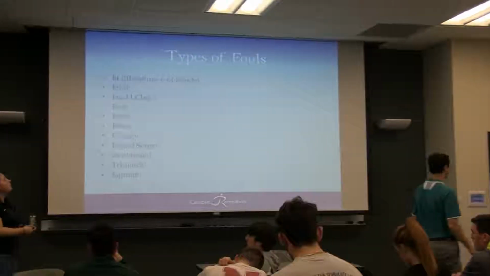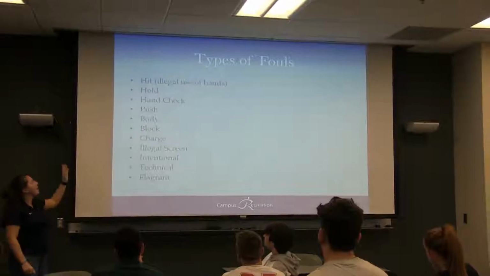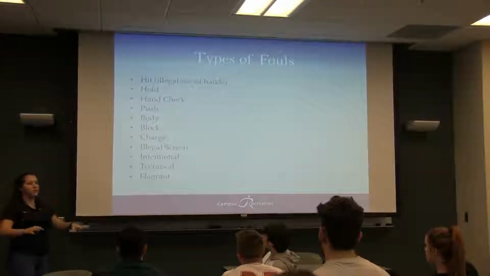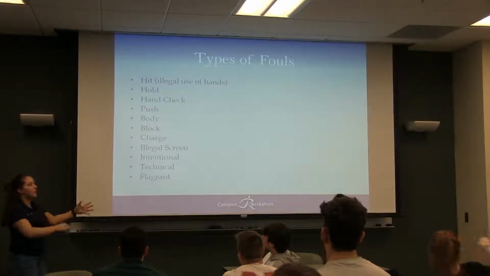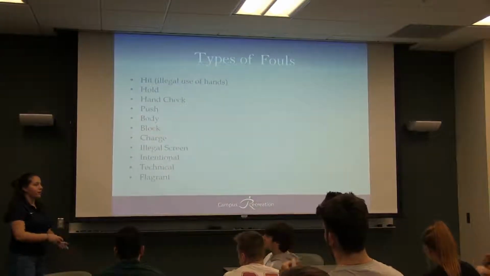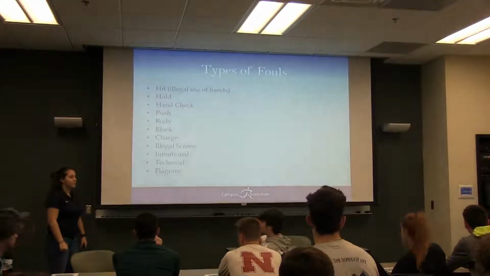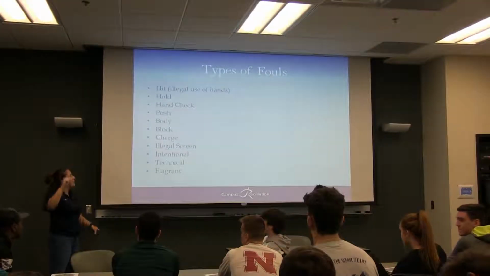Okay. So we're back with types of fouls. What do you think the signal should look like for each of these? We'll start with hit. What should that foul be? Okay, yeah, and then like that, but what's next? The mechanic for it, I guess. You gotta do this, and then what?